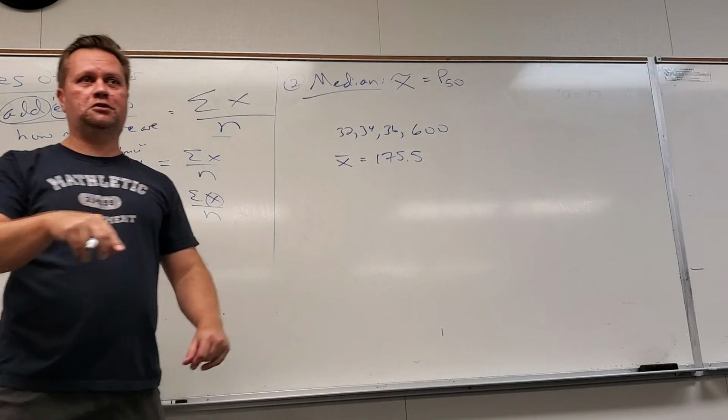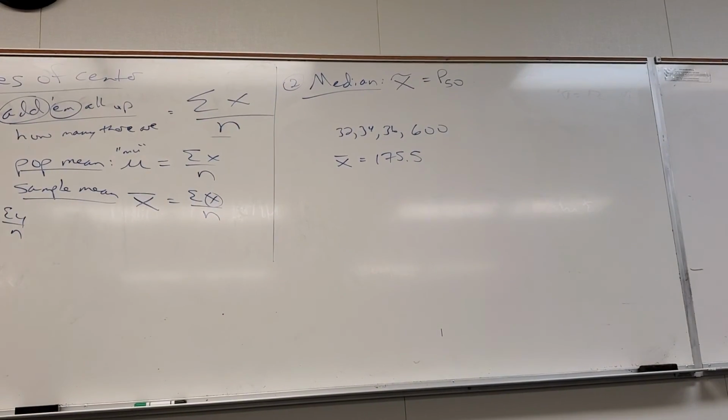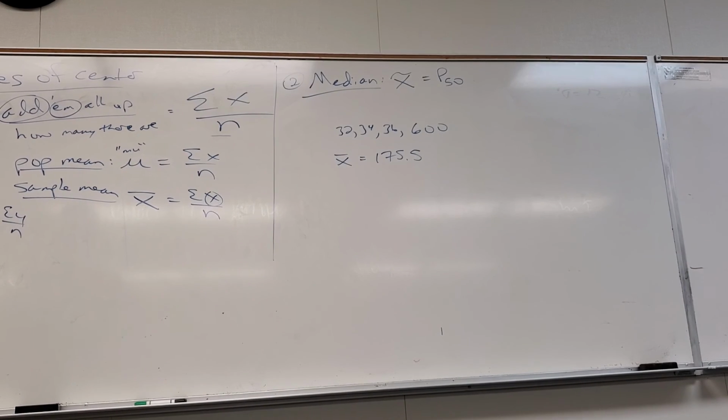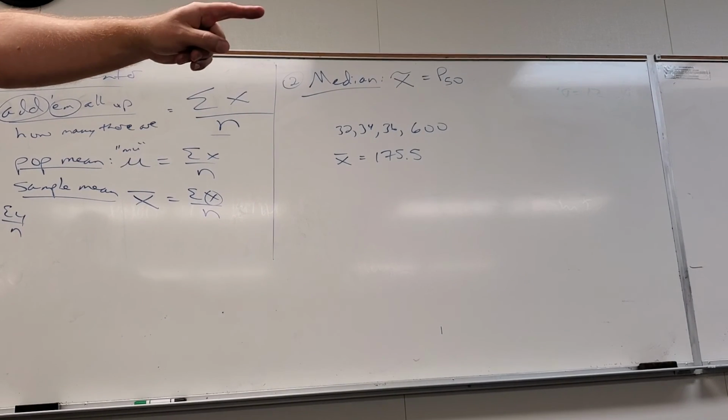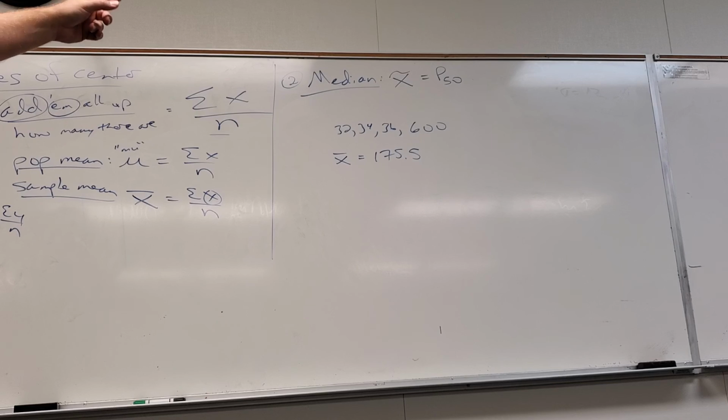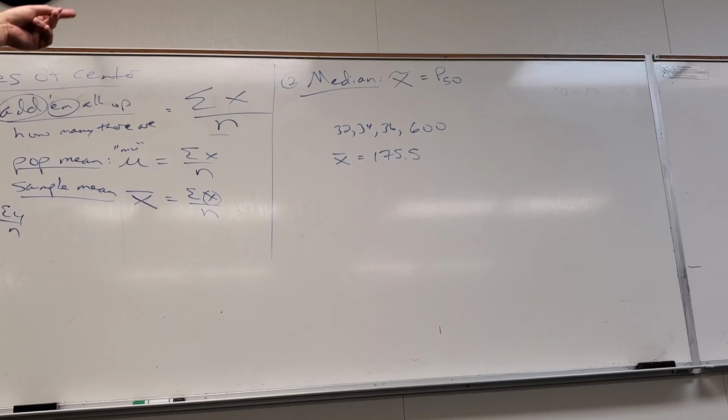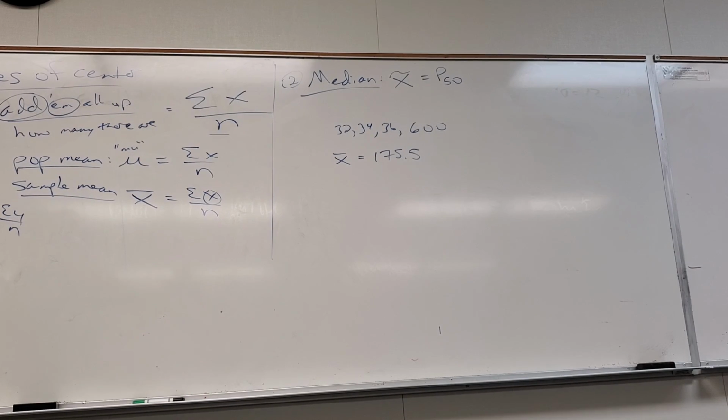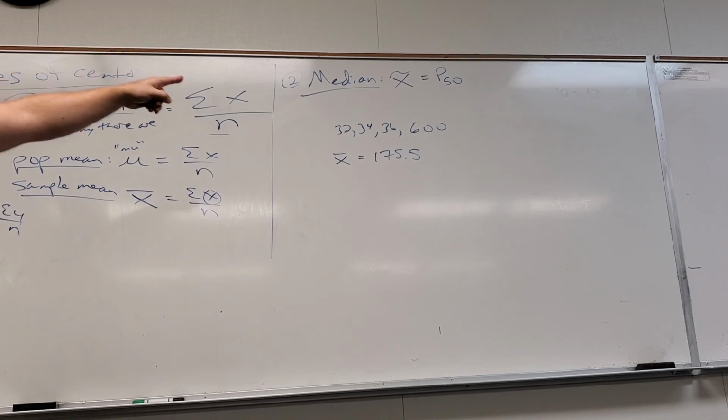If I told this guy, oh yeah, about $175,500 you can expect, is that being honest to this guy? No. So anytime your data has outliers, is 600 an outlier? Yeah, it doesn't follow the pattern the other 3 do. Median is better. Median is more honest because it's not affected by the values. It just cares about the position. So what number's in the middle? What's the median here?